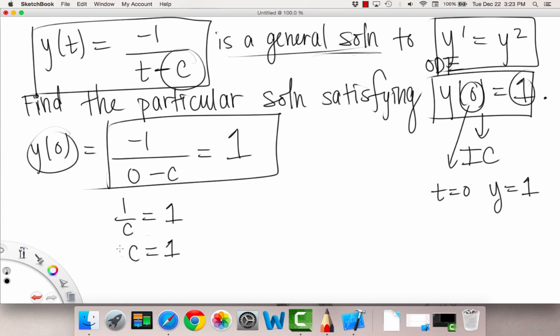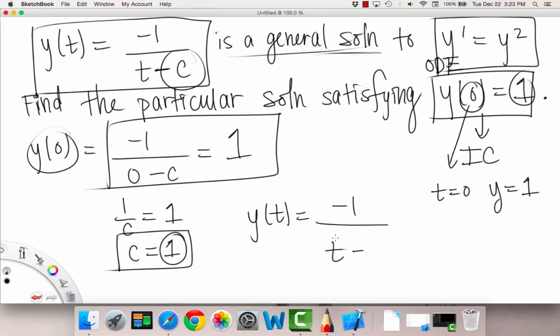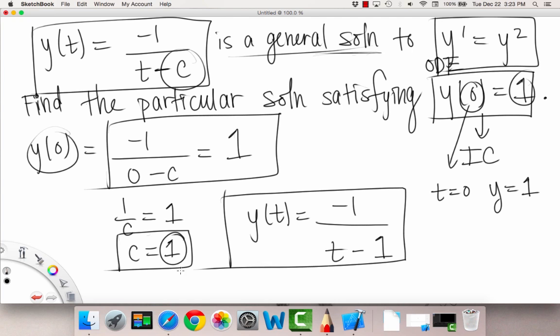Now that we've pinned down this specific constant c, we can plug it into our general solution and make it a particular solution. So our particular solution is y of t is equal to -1 over t minus, instead of c, now we know that c is equal to 1, so we plug in a 1 right there. This is our particular solution, and we have found it.